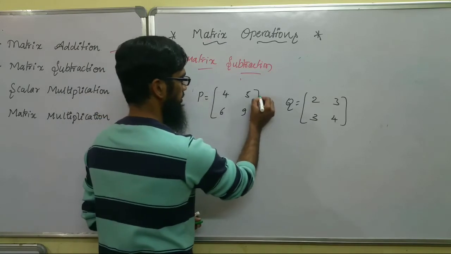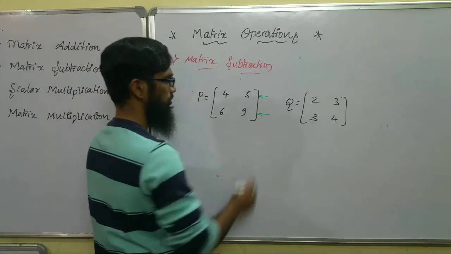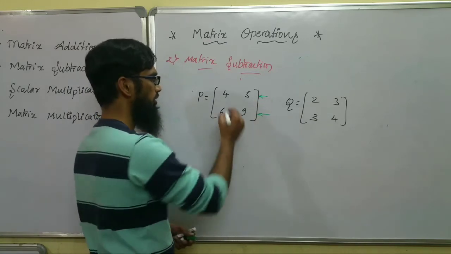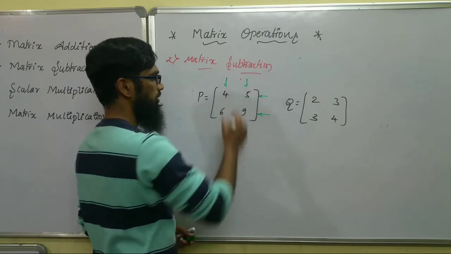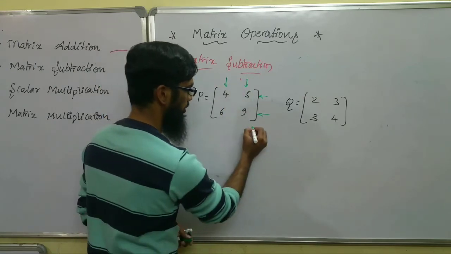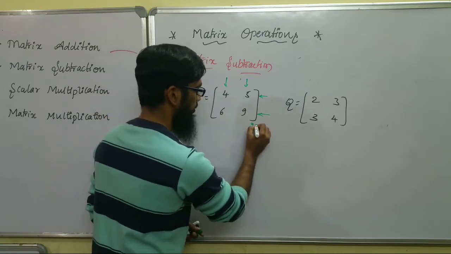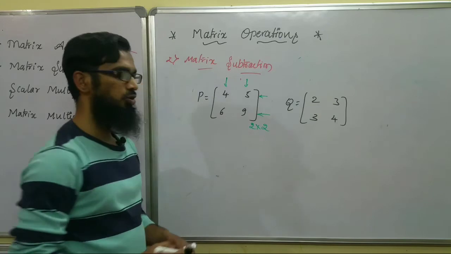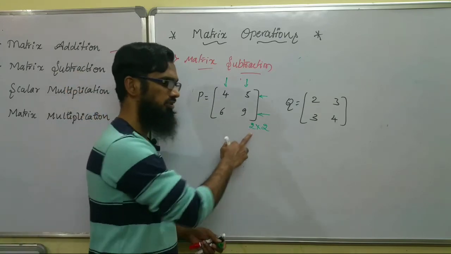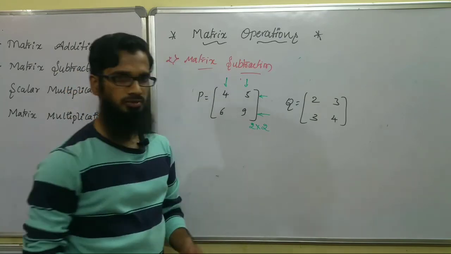So you can see there are 2 rows in the matrix P and 2 columns in the matrix P itself. So we can write what will be the order of the matrix P. It becomes 2 cross 2. Okay, 2 rows 2 columns. The first number indicates rows, the second number indicates the number of columns.